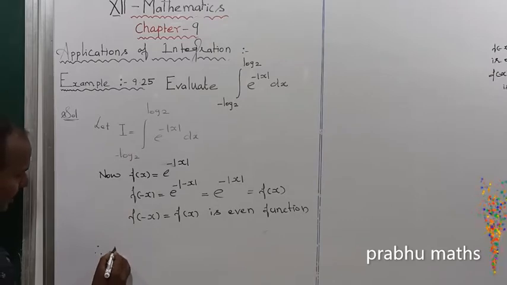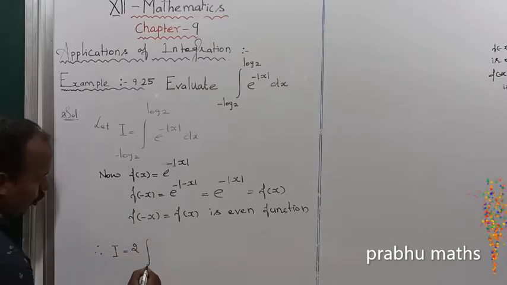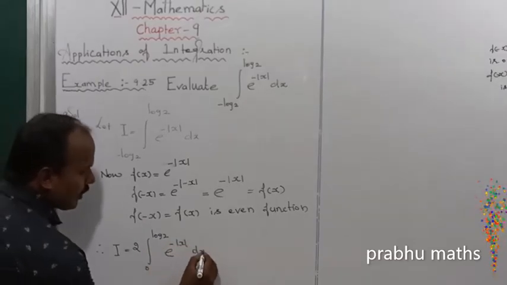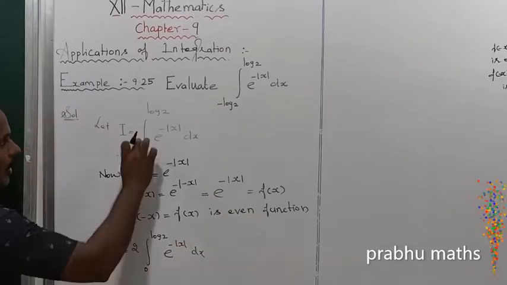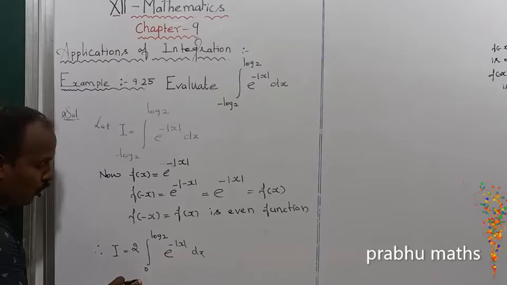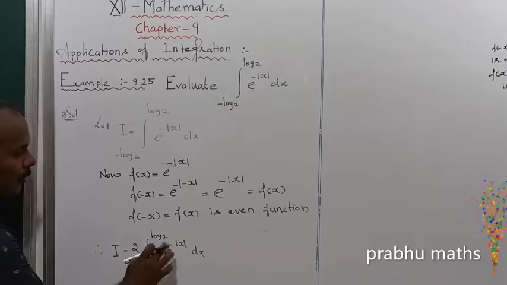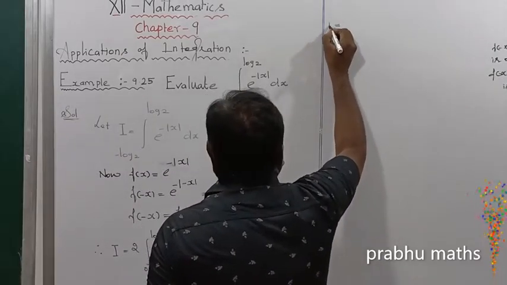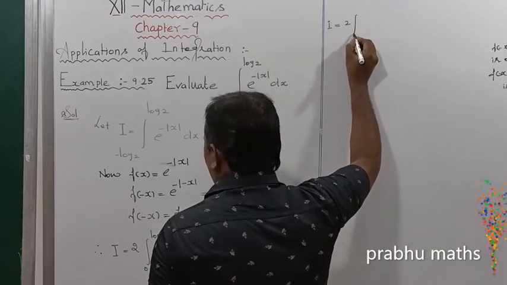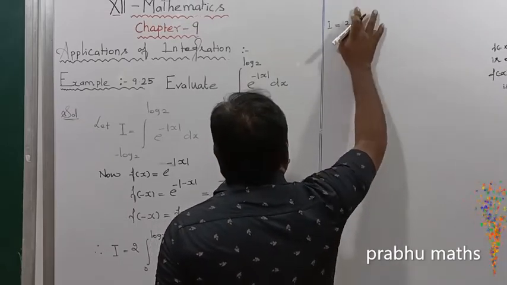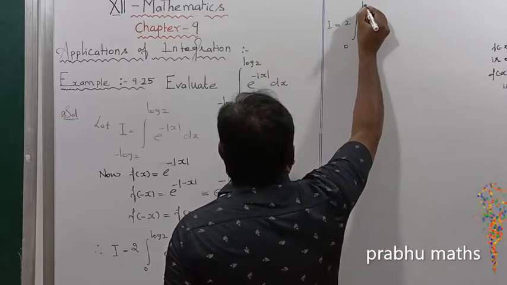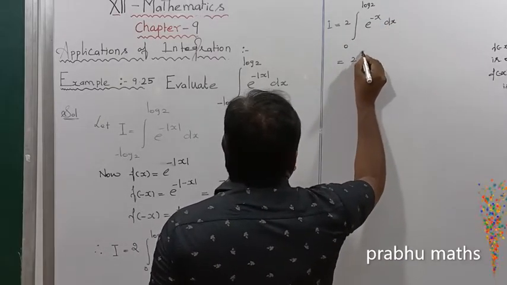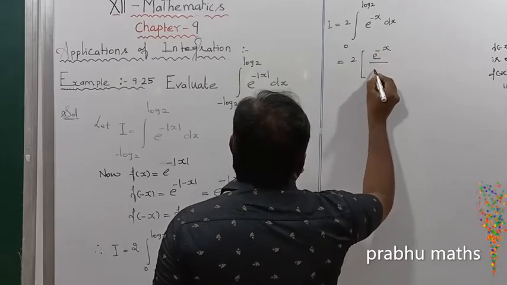Therefore I is equal to 2 times the integral from 0 to log 2, the function does not change, e power minus modulus of x dx. Since it is an even function, the lower limit becomes 0, so 2 times the integral from 0 to log 2 of e power minus modulus of x. Modulus of x, let us consider equal to normal x. Now I is equal to 2 times the integral of 0 to log 2 of e power minus x dx, which is equal to 2 times e power minus x divided by minus 1.